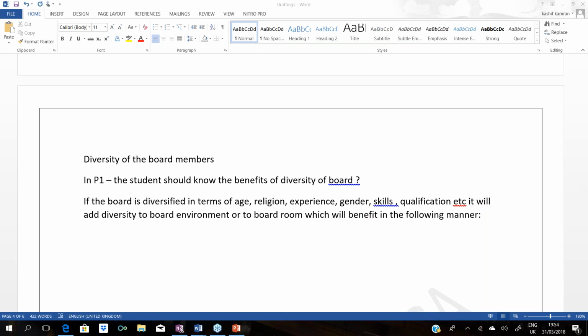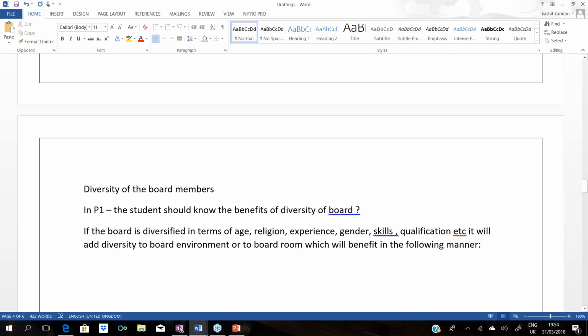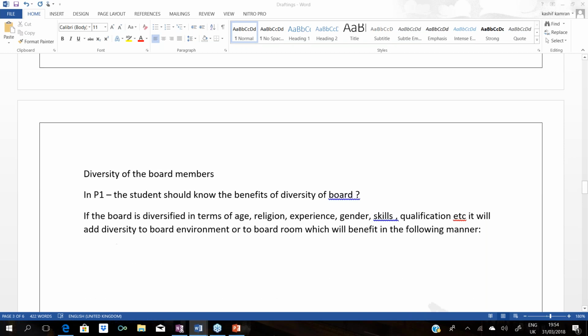Perfect. There can be many benefits, right? Perfect answer. Now, in terms of the following points, number one, better decision making, incorporating diversified views. So the decision making would become better because we're incorporating diversified views.